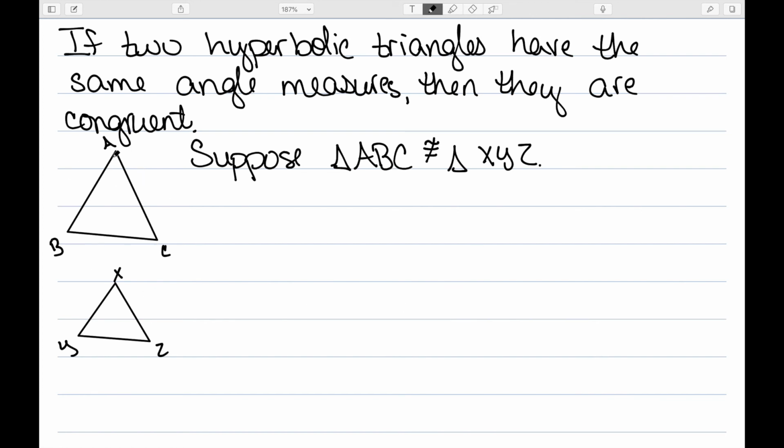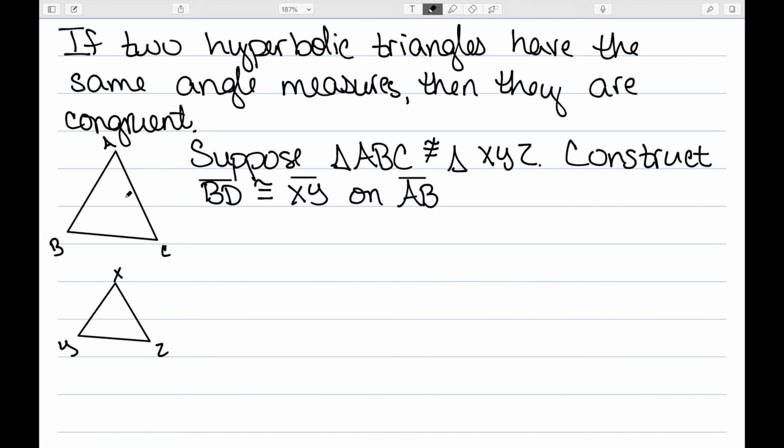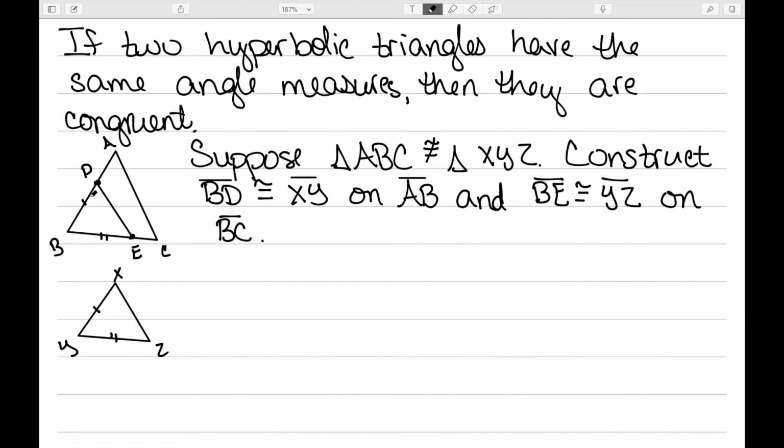So let's assume ABC is the one with two longer sides. We're going to construct a point D on segment AB so that BD is congruent to XY, as well as a point E on BC such that BE is congruent to YZ. So essentially I'm going to cut out the smaller triangle from my larger triangle. Therefore, we have that this triangle and this one down here are congruent. I'm going to go ahead and draw the edge AE as well. And I'm going to label these defect 1, 2, and 3.